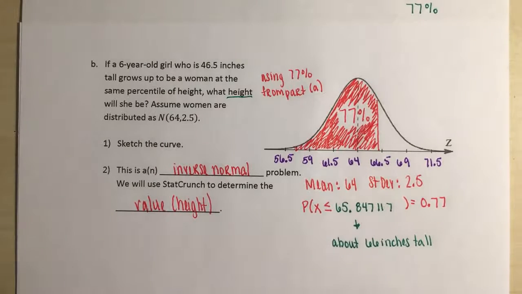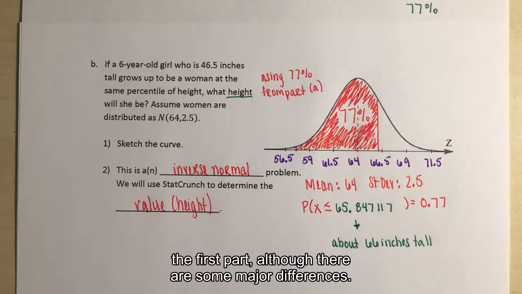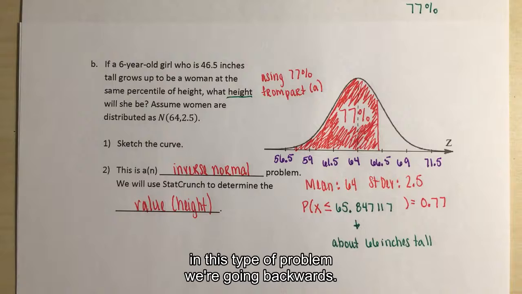So the second part of section 6.2 is definitely related to the first part, although there are some major differences. If we think about this, in one problem we're going forwards, and in this type of problem we're going backwards.